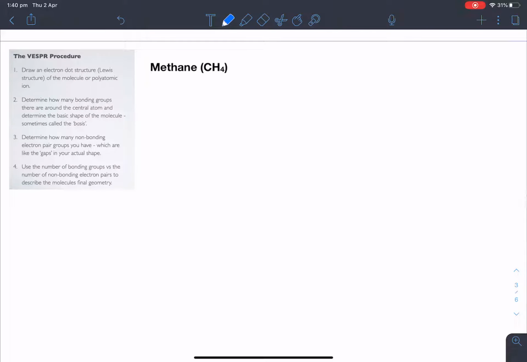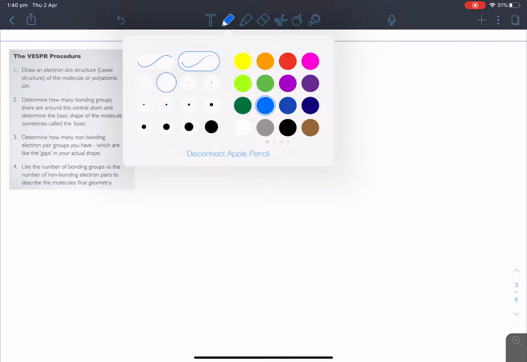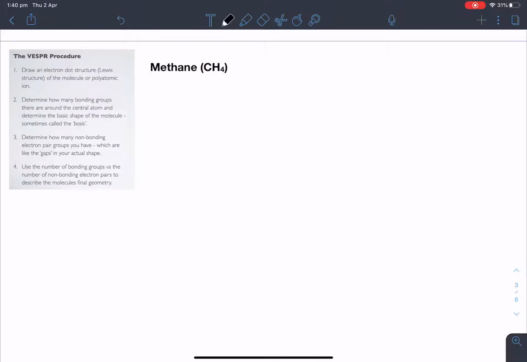Methane. Carbon and 4 hydrogens. Let's draw the electron dot diagram. Okay, carbon. Hydrogen, hydrogen, hydrogen, hydrogen. 1, 2, 3, 4. Carbon has a valency of 4, hydrogen a valency of 1. Okay, we need a covalent bond between each. Each electron is going to jump and share, and we're going to form 4 single covalent bonds here.